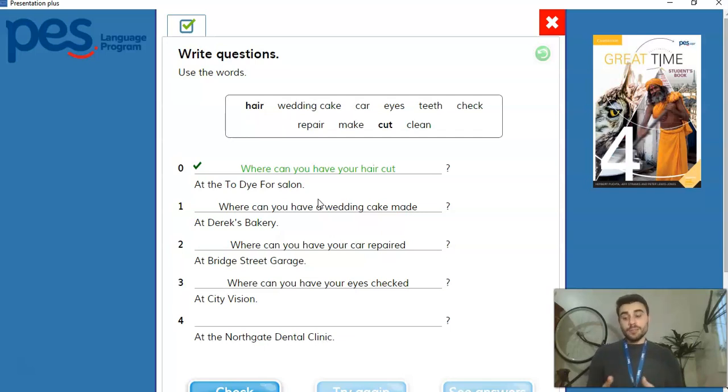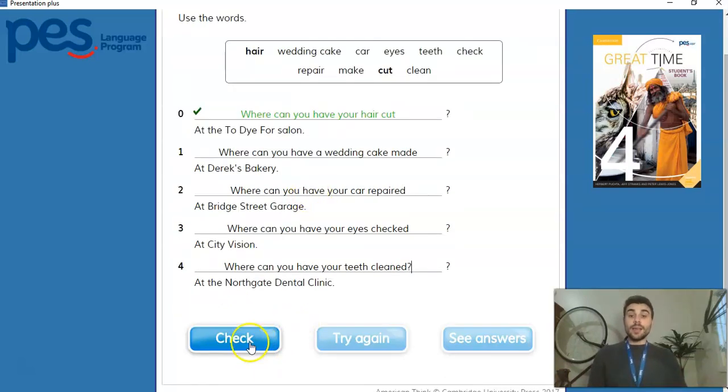And finally, at the Northgate Dental Clinic. Here we don't have many options. So where can you have your teeth? And then the last option, which is cleaned. Okay? Let's see the answers. Let's check our answers.